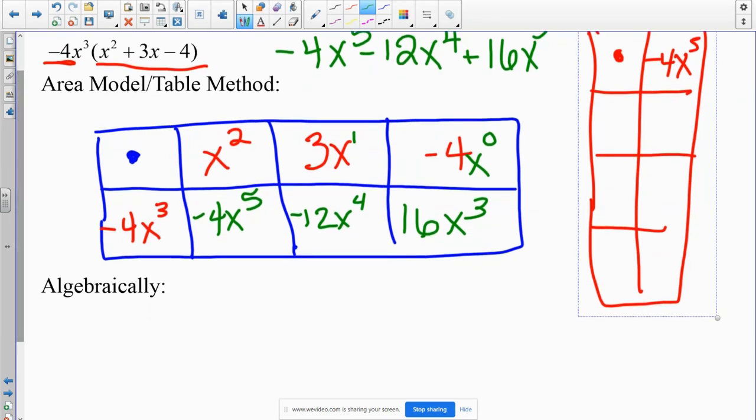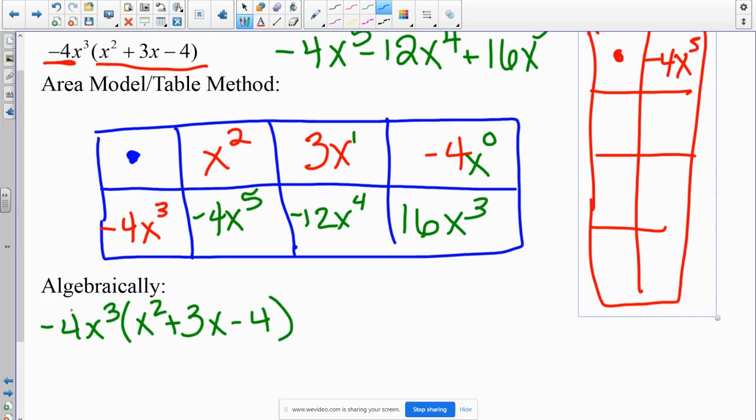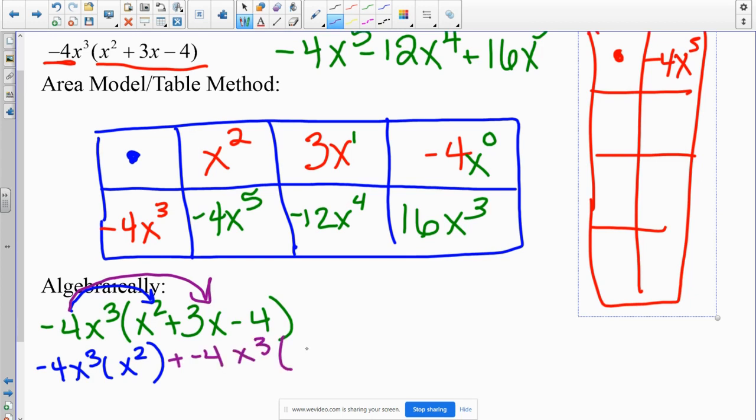Algebraically, I'll use the horizontal method first. So I'll write down the problem. So remember, I talked about on the previous slides that we're going to use the distributive property. So you could think of it like this. So you're going to take negative 4x cubed times that first term of x squared. So technically, algebraically here, that is what you're mathematically doing. And then you're going to take that negative 4x cubed times 3x. So I'm going to add that to negative 4x cubed now times the 3x. So I'm distributing that monomial to that trinomial.